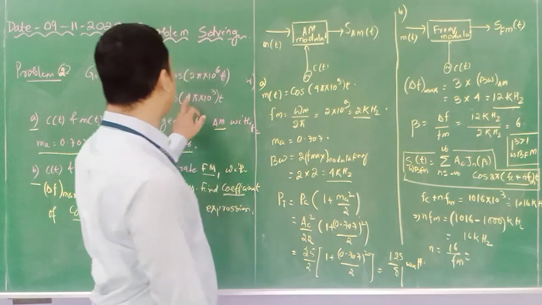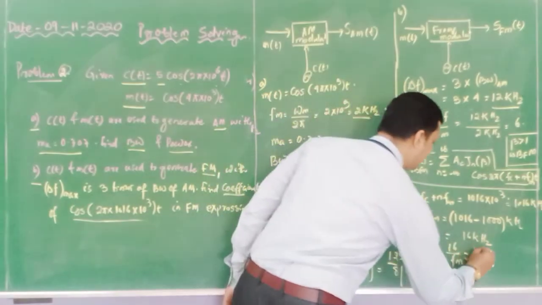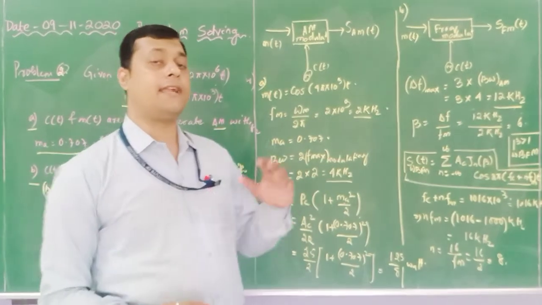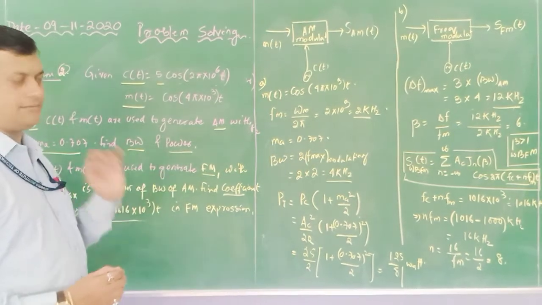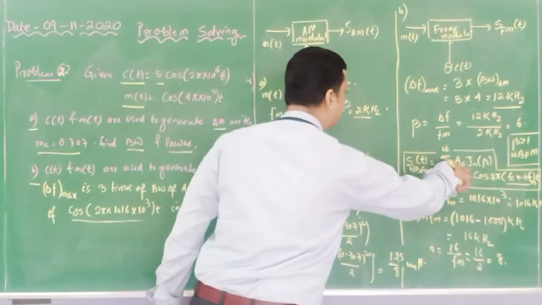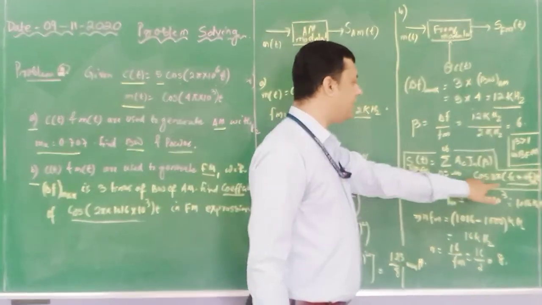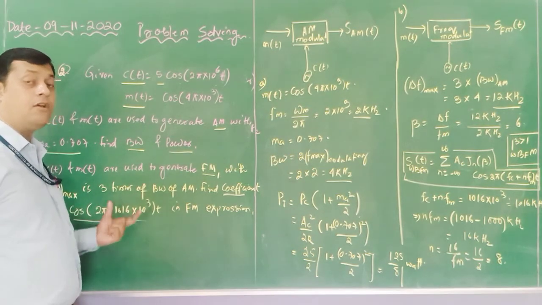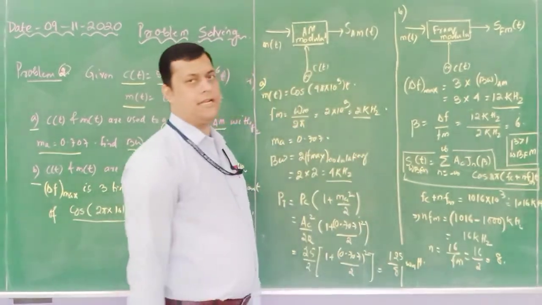So Fm is how much? Fm is 2 kilohertz, as it is written. So 16 by 2 equals 8. That means the nth component for this particular coefficient is 8. Done. Now we need to identify this coefficient, because he is asking about it. This particular equation we have equated for this, so this coefficient is for n equals 8.